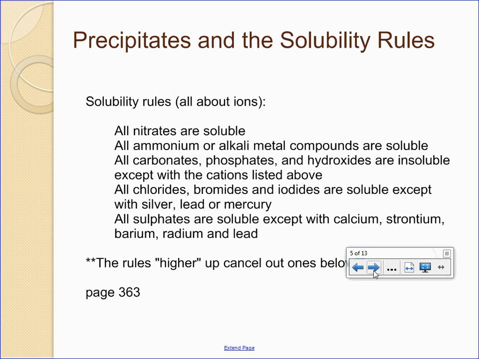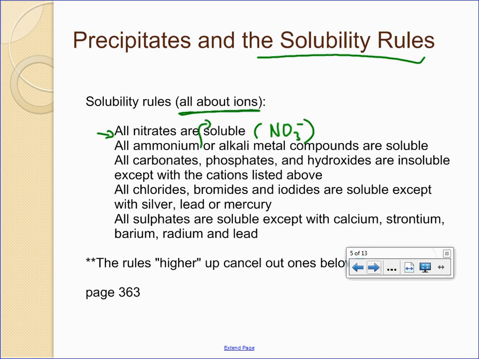To figure out if we will form a new product from mixing these two solutions together, we use what are called our solubility rules. And this is all about our ions. Will our ions come together to form a precipitate? So we have a whole list of rules that will determine whether a precipitate will form or not. The first rule is that all nitrates are soluble. Anything that is a nitrate will be soluble in water.